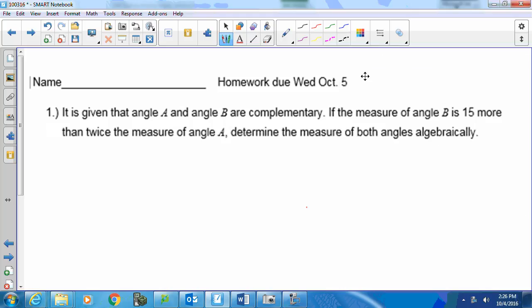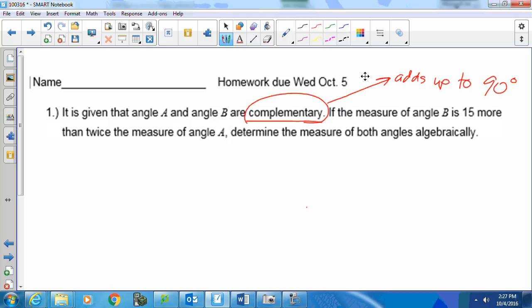It says it is given that angle A and angle B are complementary. If the measure of angle B is 15 more than twice the measure of angle A, determine the measure of both angles algebraically. Now, remember, complementary means adds up to 90 degrees. 2 angles, typically, that add up to 90 degrees are complementary to one another. So 2 angles that add up to 90, okay?